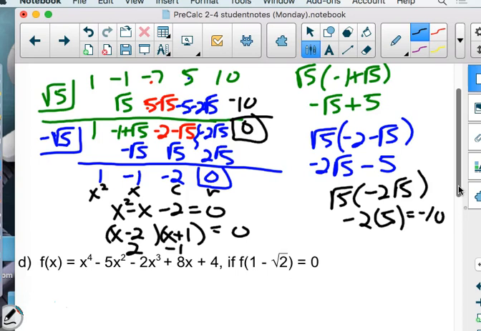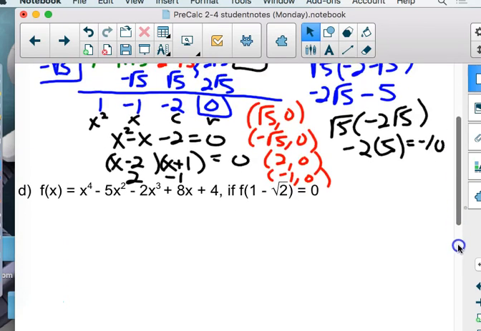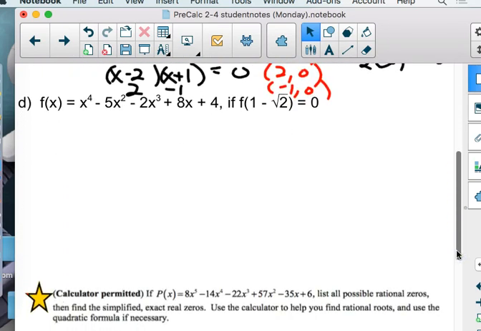So my zeros for this problem were square root of 5, 0, negative square root of 5, 0, 2, 0, and -1, 0. So we did synthetic with radicals, but it really wasn't that bad. It's not that awful. The key to this one was knowing if they give you the square root of 5, you have to use the negative square root of 5 also. That irrational zeros come in pairs, and so do imaginary.